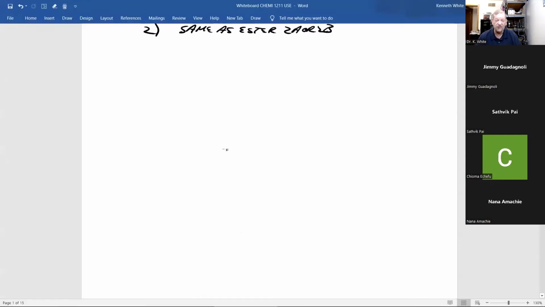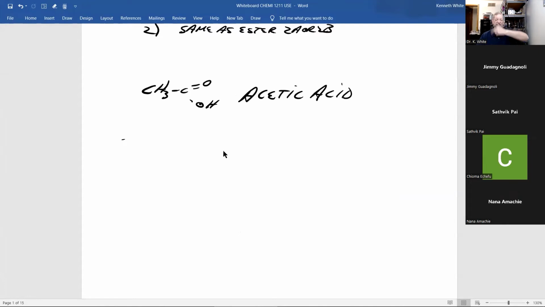And the first one, which I already used today, and I forgot to mention earlier, I will cut out of the video the test number 2 answers. If you missed it, come to my office hours or email me. We can set up a special time if I have the time. You should know that this is the structure of acetic acid.